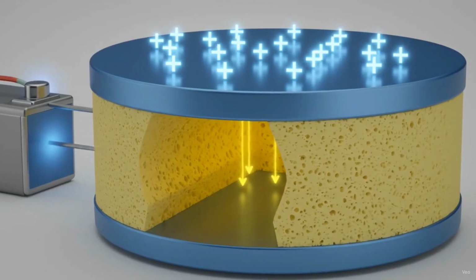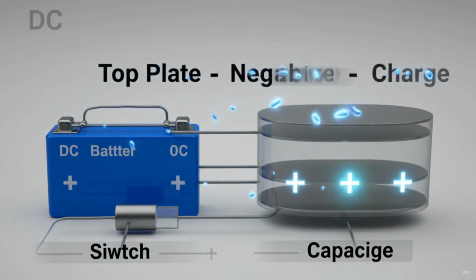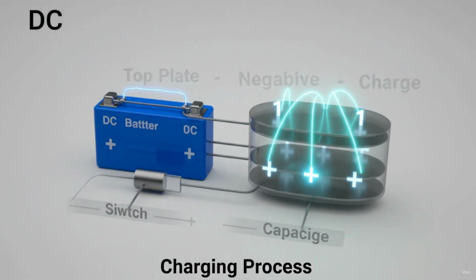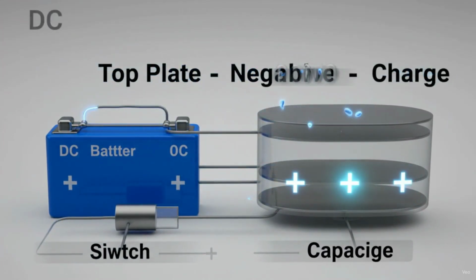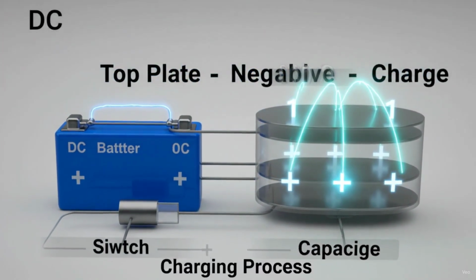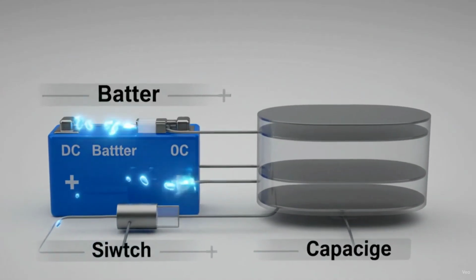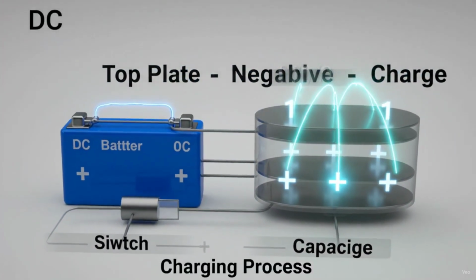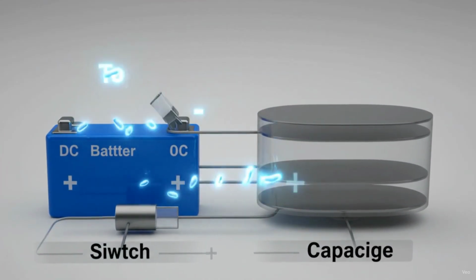Now let's understand the charging process. When a capacitor is connected to a battery, electrons from the battery accumulate on one plate, making it negatively charged. At the same time, electrons leave the opposite plate, making it positively charged. As charge builds up, the voltage across the capacitor gradually increases. Eventually, the capacitor voltage becomes equal to the battery voltage, and the charging current becomes almost zero. At this point, the capacitor behaves like an open circuit for DC.